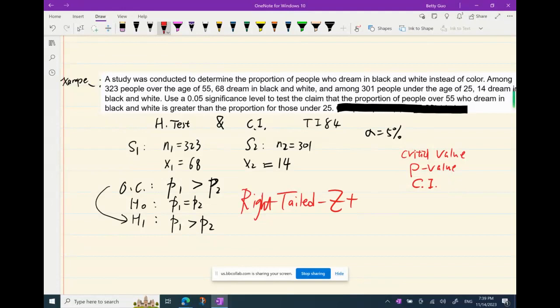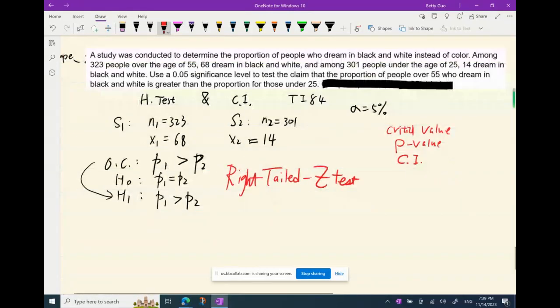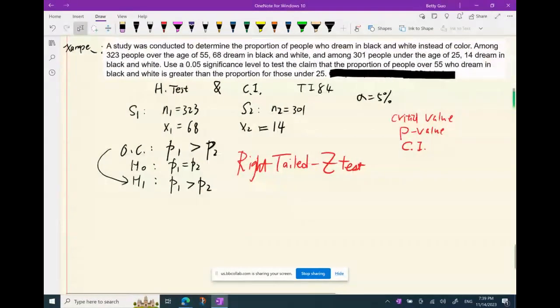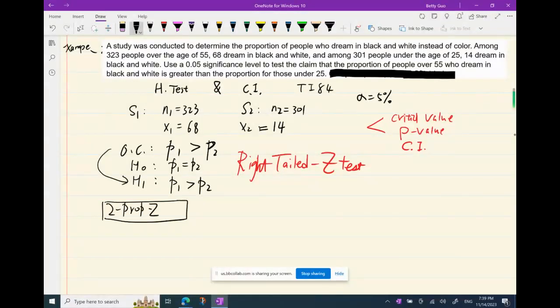Right-tailed z-test, all right, since it's a proportion. On Thursday, I showed you how we use technology to process the hypothesis test, right? The technology helps us do the critical value method and the p-value method. The function we are going to apply in the calculator, do you remember what that is? 2 proportion z-test, right? Okay, let's go to our calculator.